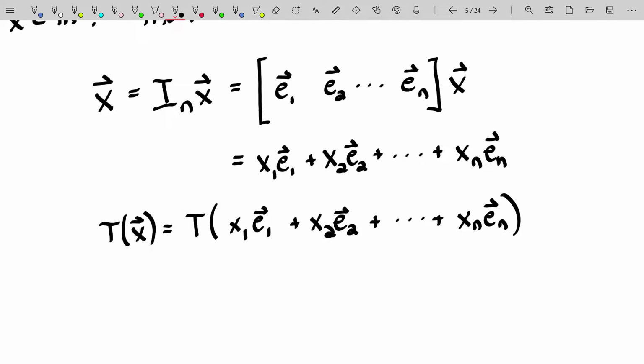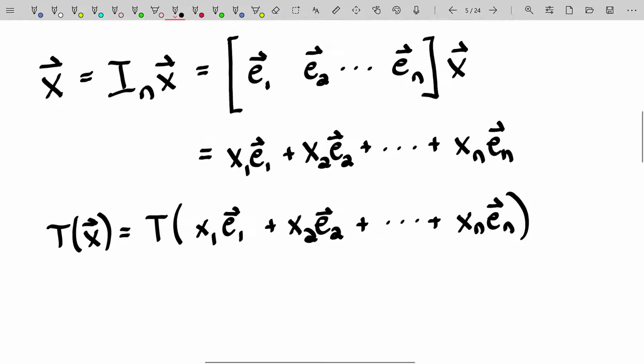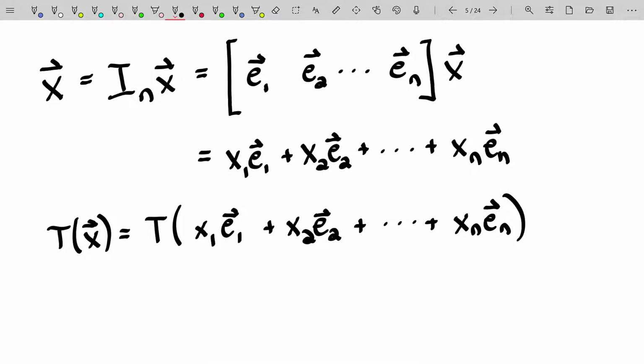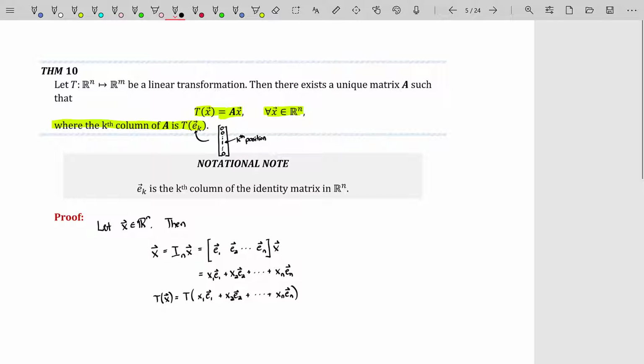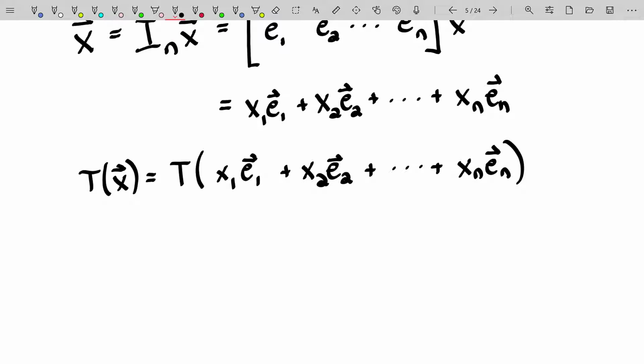So we have the transformation of X is equal to the transformation of that linear combination of the columns of the identity matrix with weights x1 through xn. Because our transformation is linear, that was what we stated at the very top, we can break that apart across addition and move those constants in front of each transformation.